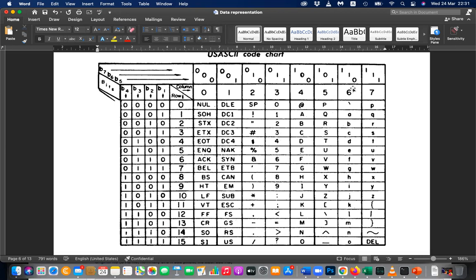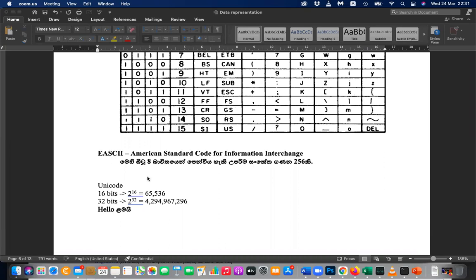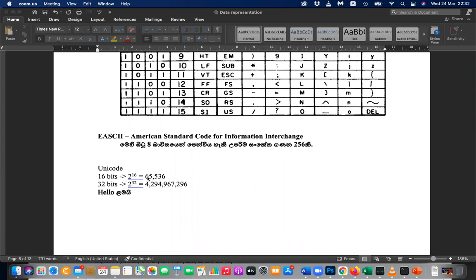Then what is simple a? 1100001. 110 means 64 plus 32, and this is 97. Right. Then you can see extended ASCII and ASCII, how those are organized. And the last one to discuss today is Unicode.